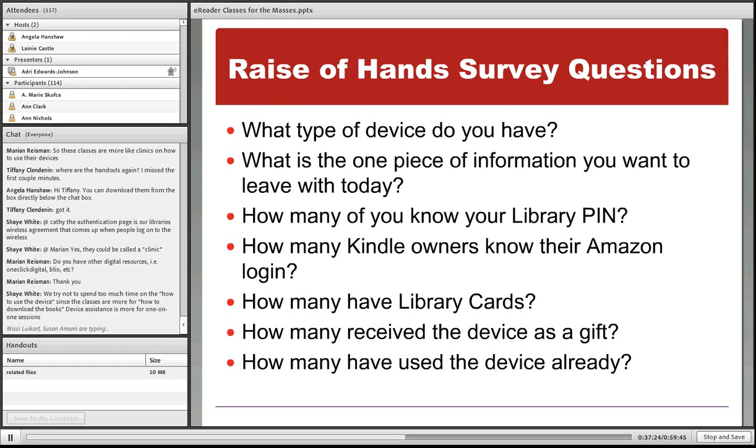So how many receive the device as a gift? That's just interesting to know. And then how many have already used the device? That can be real telling as well, so you know how in-depth and how detailed you have to be with your instructions.